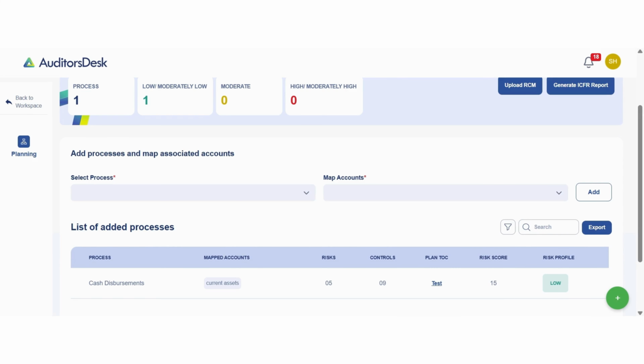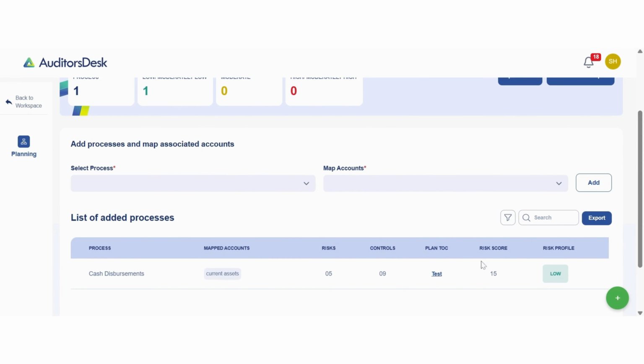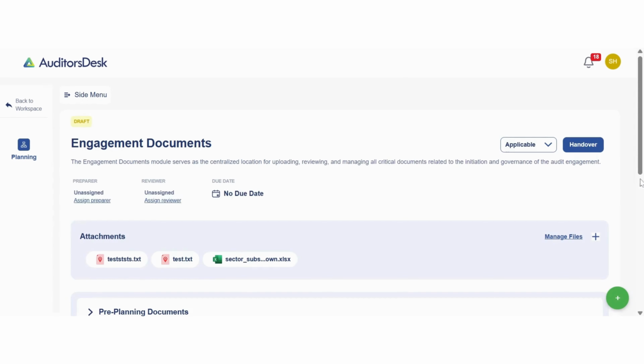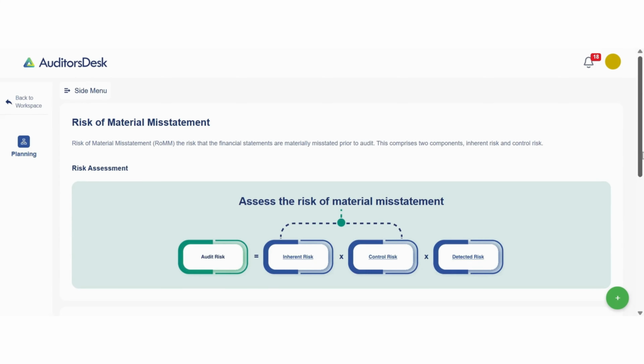Our auditors can perform and document control testing, i.e., whether controls are designed appropriately and are operating effectively. The tool supports classification of risks, e.g., high, medium, low, and links test results to overall audit strategy. This structured evaluation of process-level controls helps determine whether reliance can be placed on them or whether additional substantive procedures are needed.